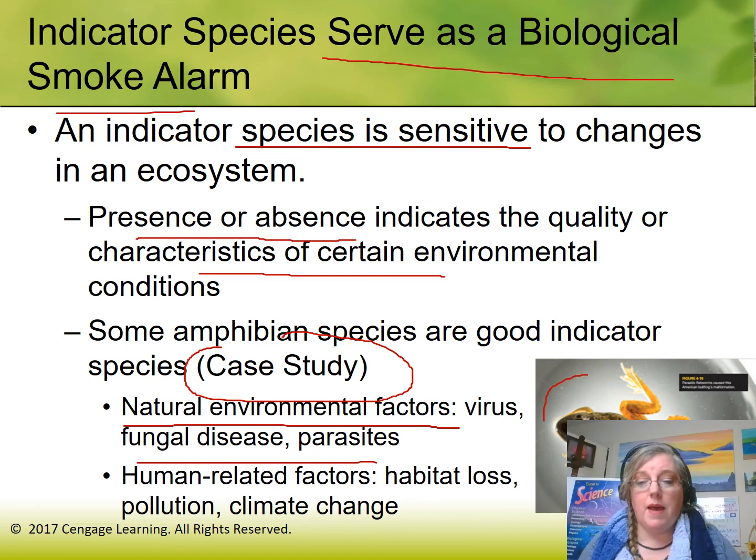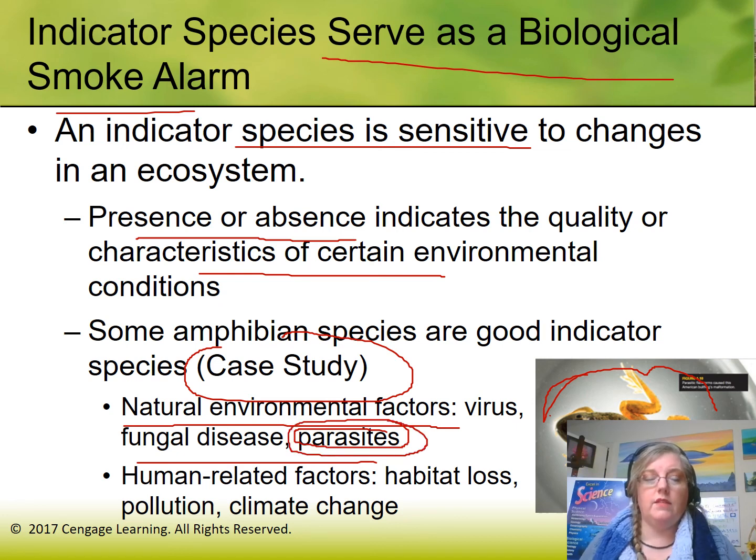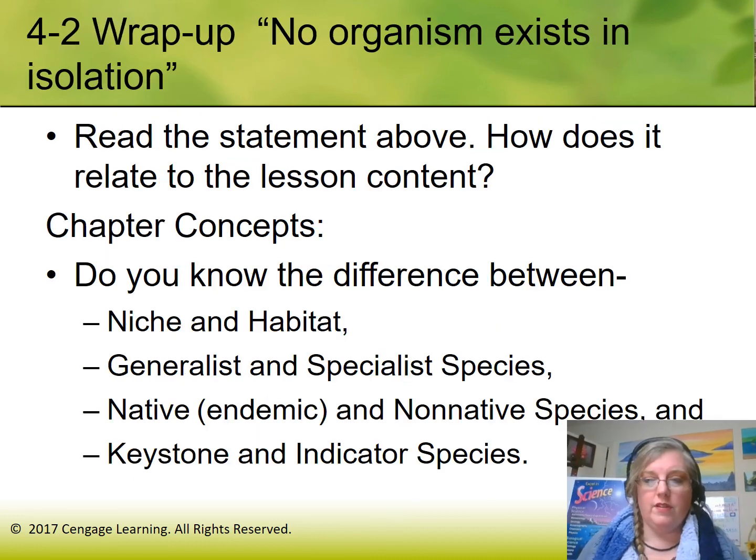You can't see this behind my head, but it's in your book. This frog has way too many legs. It's gross. But in his ecosystem, there was a parasite. That is a really interesting study in itself. It's kind of gross and yucky, but it's a really cool study that we might talk about one time. But the frogs with too many legs because of a parasite. They can also show and indicate human-related factors like habitat loss, pollution, and climate change. Again, indicator species indicate the characteristics of your environment.